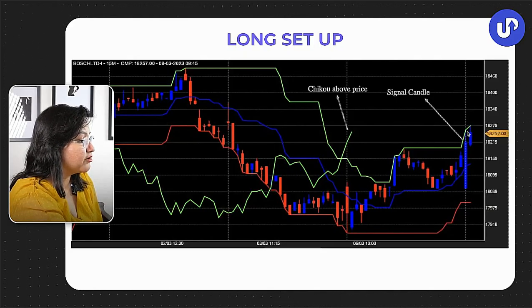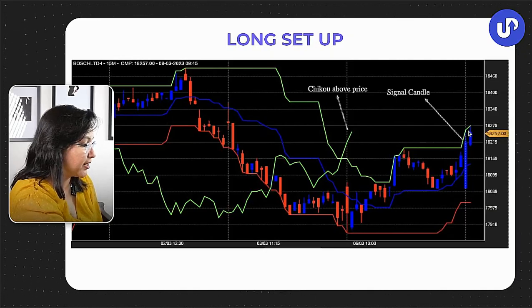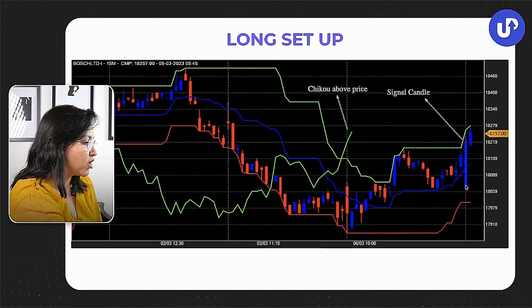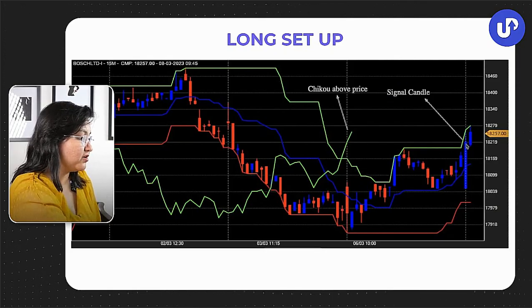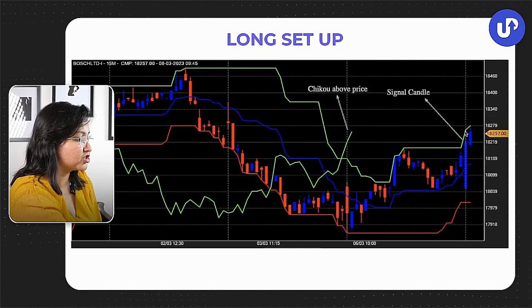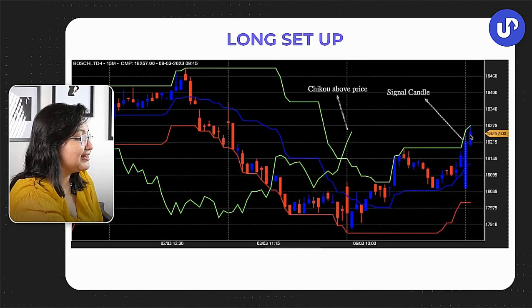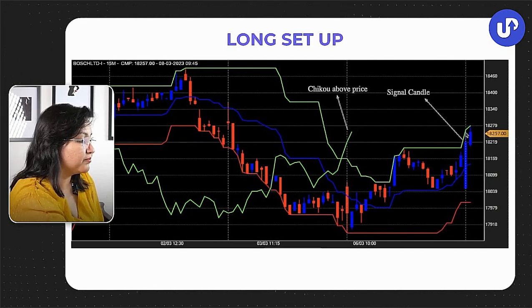The movement of the Donchian channel up indicates that the high of the past 20 candles has been broken by the first candle here formed in Bosch in the first 15 minutes of the trading day. So that is your signal candle which goes and touches the Donchian channel. This is my signal candle. Followingly, in the second candle, it starts breaking the high of that signal candle, which is your entry candle. So your entry candle is the second candle.